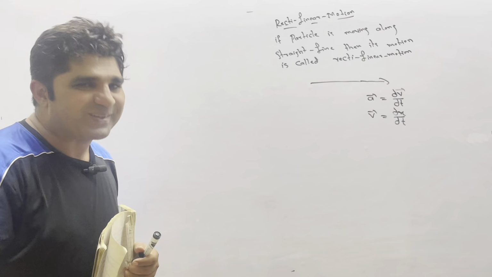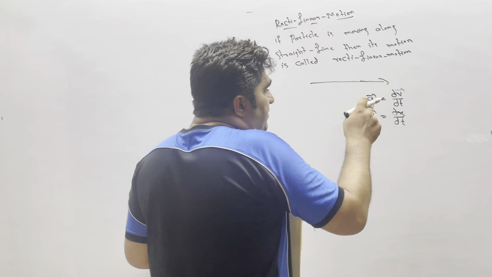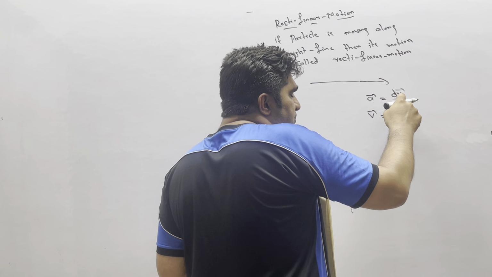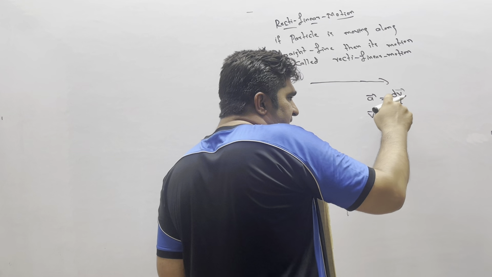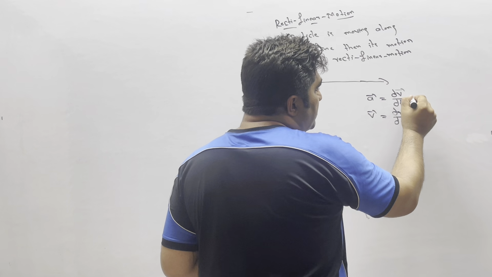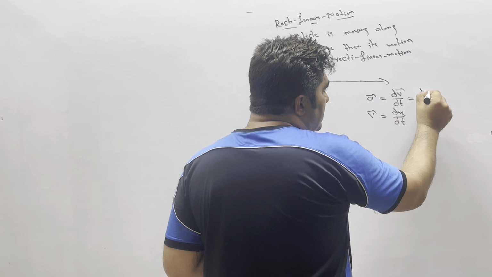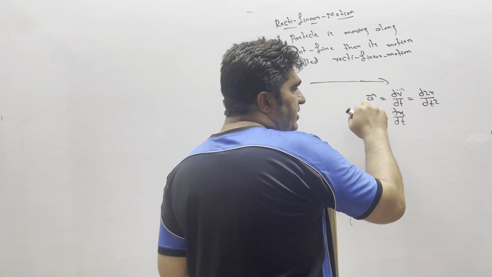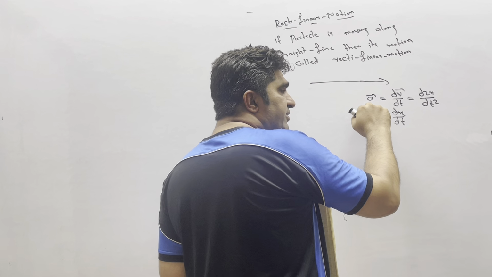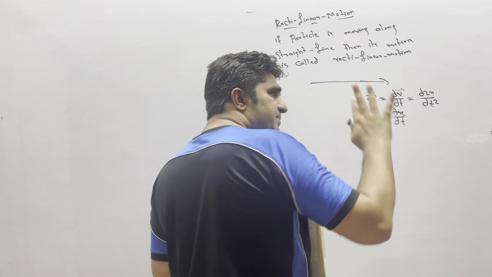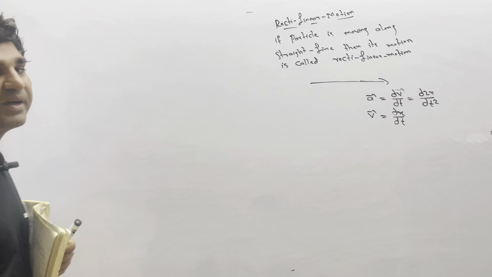And another thing you can also write: if v is the rate of change of displacement, and acceleration is the rate of change of velocity, you can also write that the double rate of change of displacement is called acceleration. You can write acceleration like this, and you can write velocity like this. These two things you have to keep in mind.